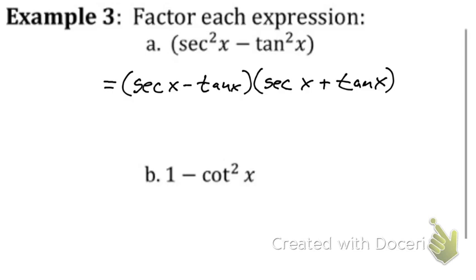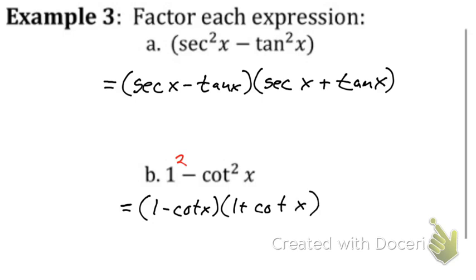B is kind of a dumb example because normally you just look at your Pythagorean identities and you'd actually solve it. But if it said factor that, this is actually a difference of squares. This is a difference of squares because this is really just 1 squared. You can picture that as being 1 squared. So factoring this one would just be 1 minus cotangent x times 1 plus cotangent x.